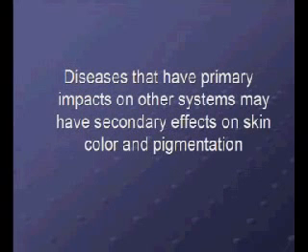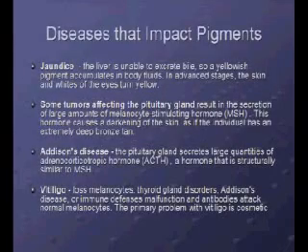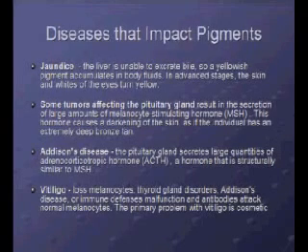Diseases that have primary impacts on other systems may have secondary effects on the skin color or pigmentation, and we'll mention a few of those diseases now. These are the diseases that can impact pigment. You should be familiar with these, and we'll discuss these a little further in some subsequent lectures. One of which is jaundice. This is typically seen in individuals with liver disease.